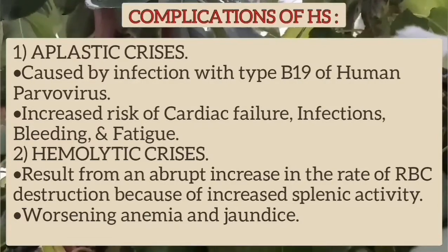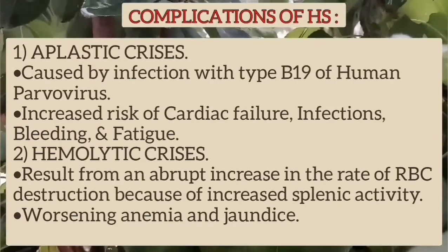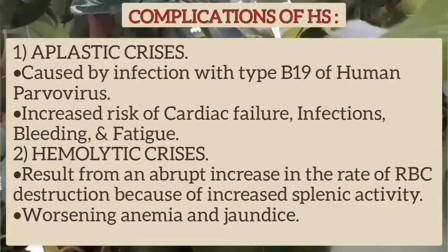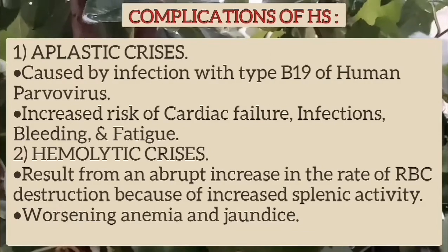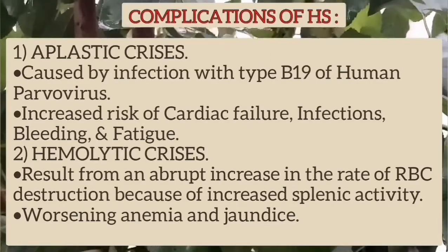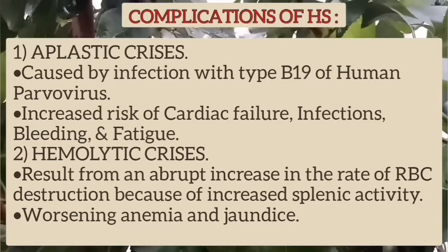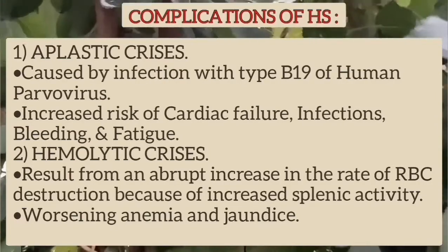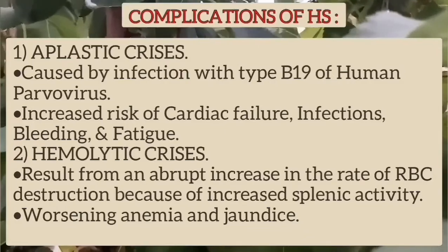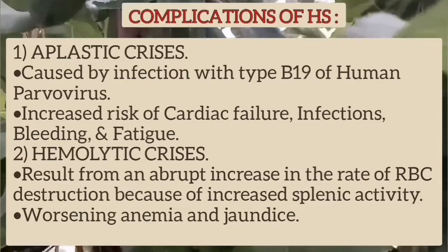First important complication is the aplastic crisis, which is caused by infection with type B19 human parvovirus. There is increased risk of cardiac failure, infections, bleeding and fatigue. Second important complication is hemolytic crisis. It results from an abrupt increase in the rate of RBC destruction because of the increased splenic activity. So there is worsening anemia and jaundice.